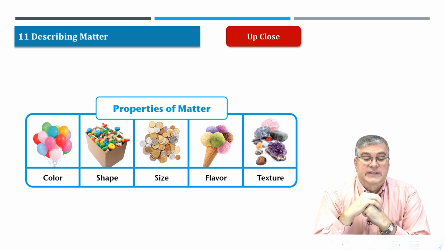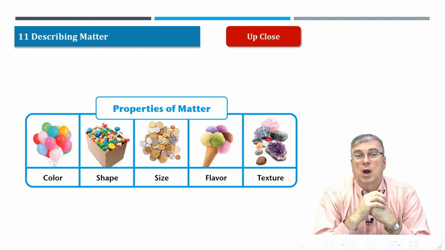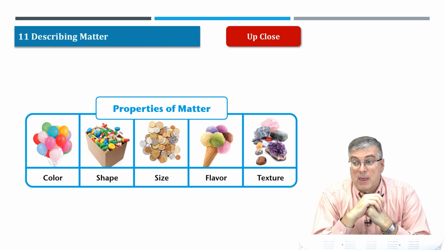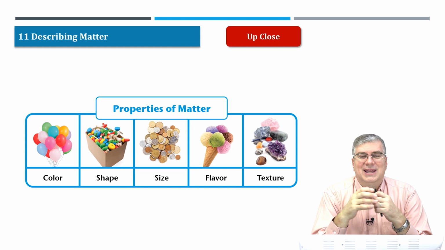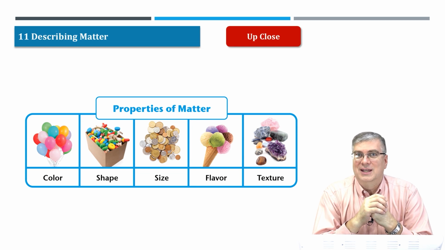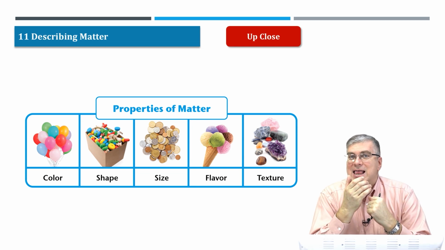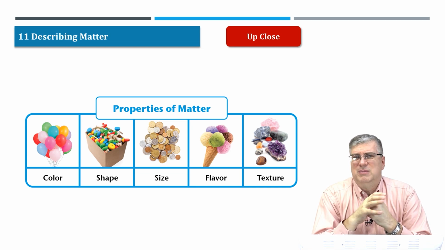Size, how large or small something is, is also a property of different types of matter. Flavor, what does it taste like? Ice cream has a different flavor than this pen. Don't taste the pen. Oh, by the way, geologists sometimes go around and use their taste to figure out what type of rock it is. They might go around and lick a rock. I don't advise it. Don't do this because some rocks can be poisonous or dangerous.